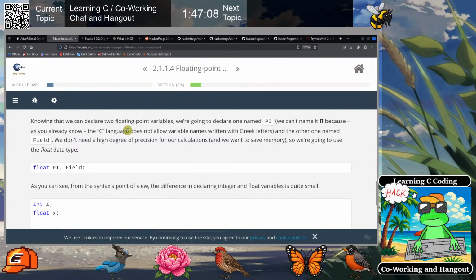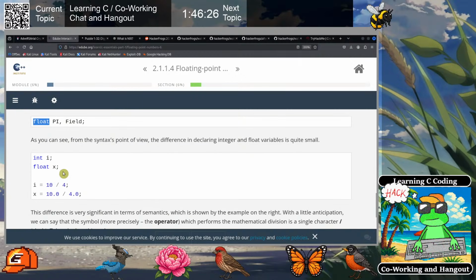So knowing that we can declare two floating point variables, we're going to declare one named pi. We can't name it the Greek letter because, as you know, the C language does not allow variable names written with Greek letters, and the other one named field. We don't need a high degree of precision for our calculations, so float is the less precise one. Okay, doubles take 2 times float size. Thank you for letting me know about that. Okay, so float, pi, and field. If we don't need it to be precise necessarily, we'll use float.